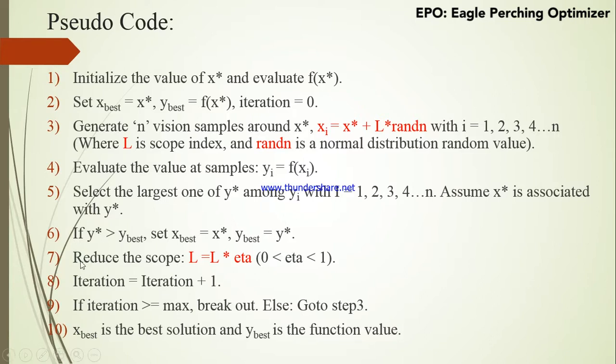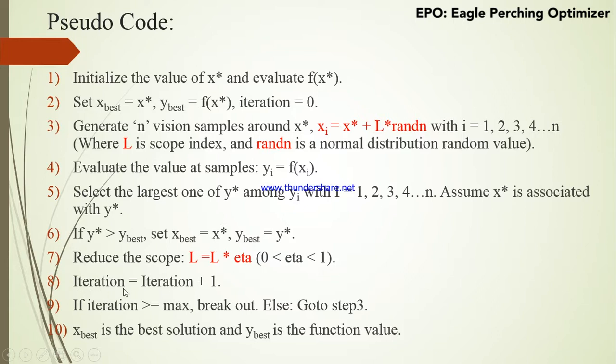In step 7, we will reduce the area of searching as we discussed earlier. Here L represents the area or the glancing angle that we will reduce for the next iteration by the factor eta. Eta is a value that lies between 0 and 1.